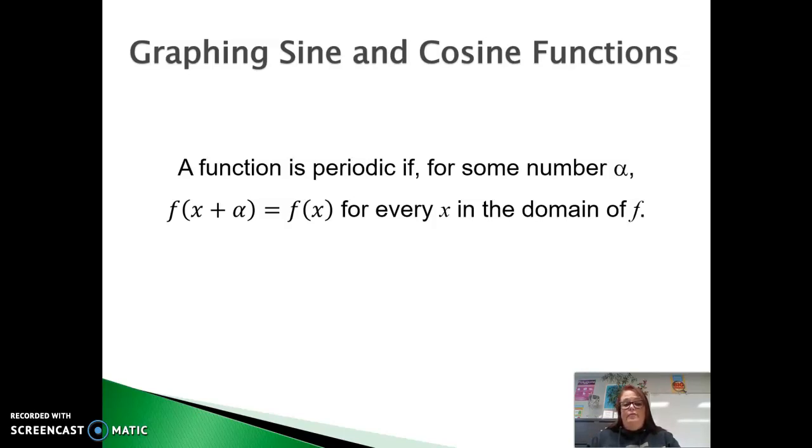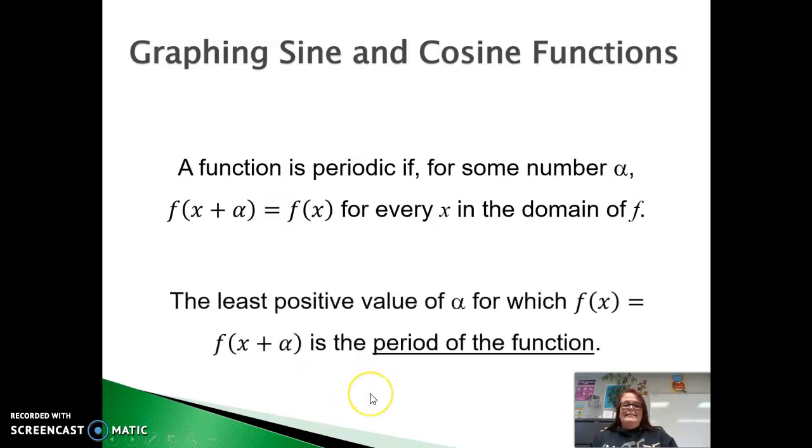I could also let alpha be 2 pi if we're in radians, because the sine of an angle is the same as the sine of an angle plus 2 pi if we're working in radians. And so the least value for alpha, for which the function is still the same as the function of x plus alpha, is called the period of the function. So it's a periodic function, and the period is the smallest value that it takes for us to figure out the beginning of the next period.